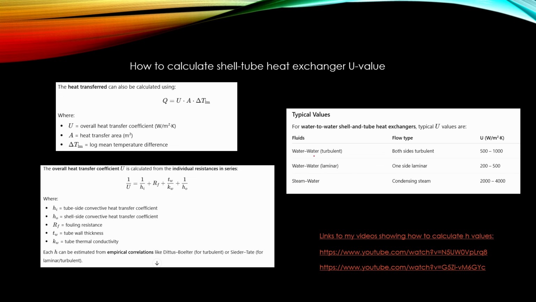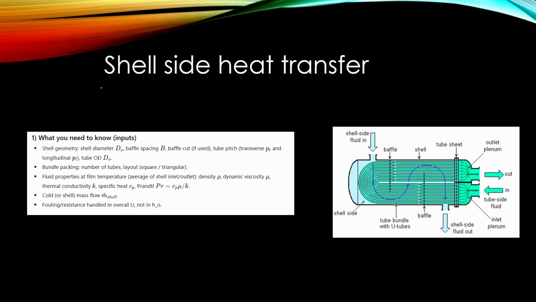And if we have water at shell side and water inside pipes, then typical overall heat transfer coefficients are at a level of 500 up to 1000 watts per square meter kelvin. Here are two links to my videos in which I have shown how to calculate these heat transfer coefficients in pipe applications. This shell-side heat transfer calculation can be a challenging task.